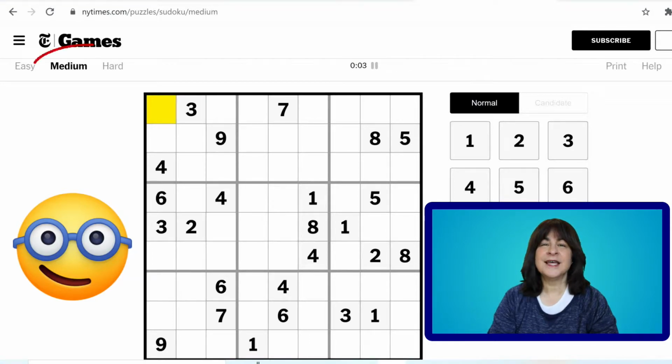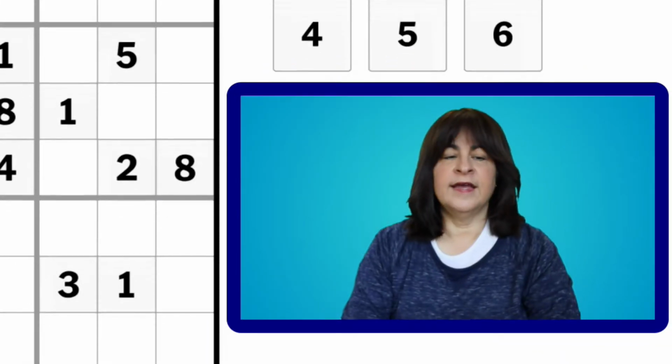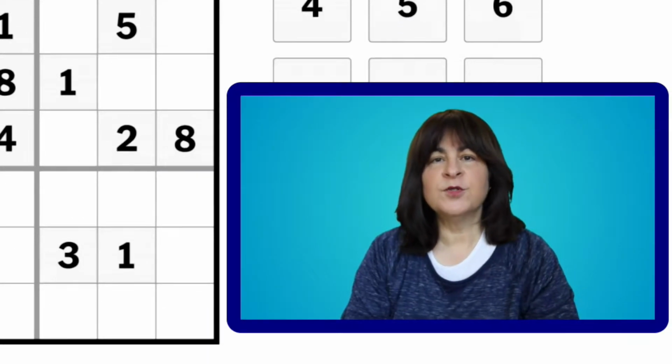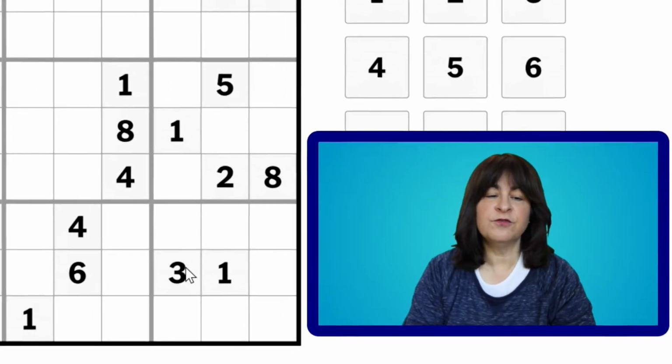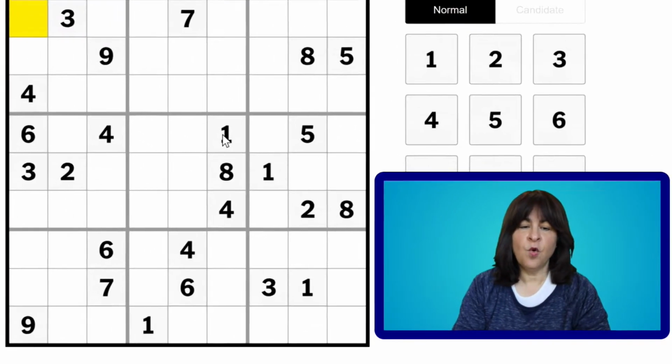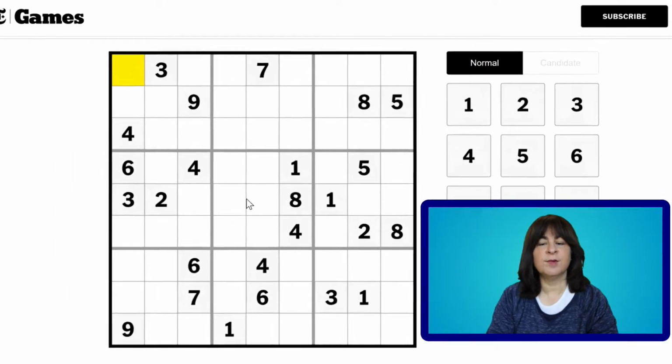Hello everyone. Today we have another medium level puzzle from the New York Times. Okay, I'm going to start this off by scanning the numbers 1 through 9 to see if I can find any locations where I can either fill in the numbers right away or fill in two candidates in a block.